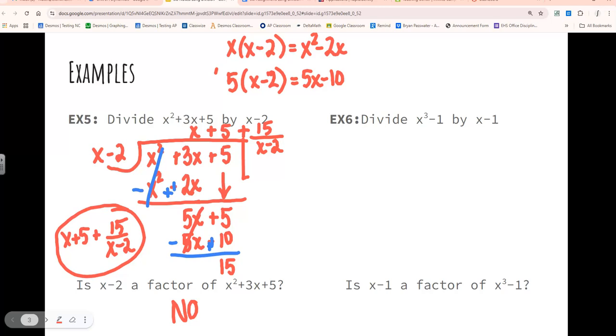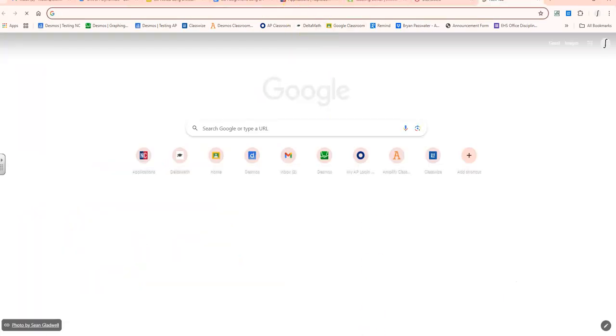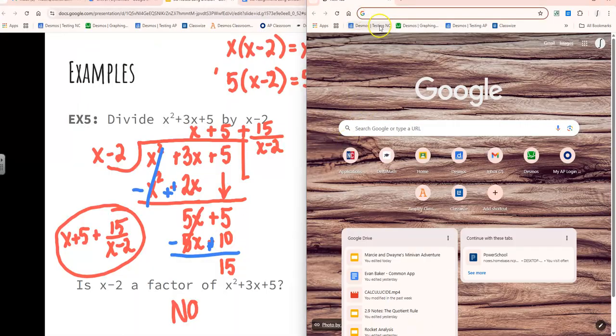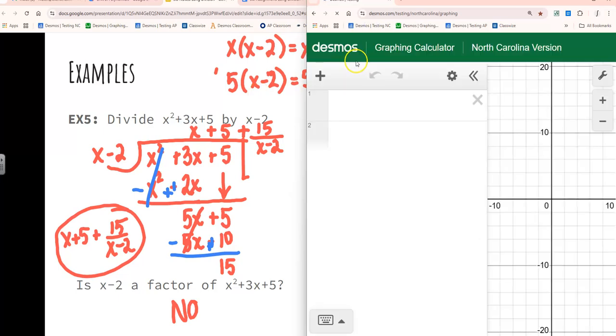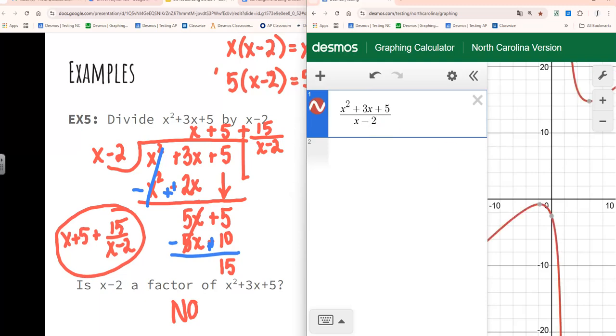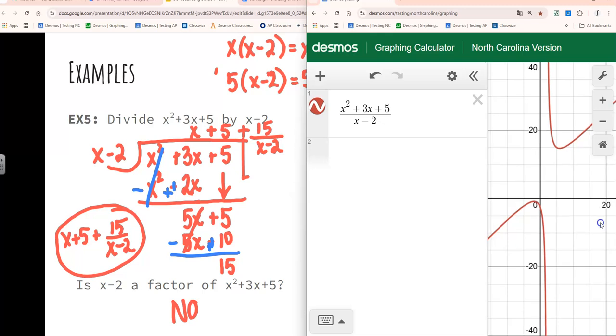Now, let me show you something here, because sometimes they ask you to do this division, but they give you a multiple choice question. All right? So if they ask you to do this division, but they give you a multiple choice question, then you don't really have to divide. Because if they've asked you to divide, you could just type it in, hit the division key first, x squared plus 3x plus 5 divided by x minus 2. And that gives you this weird looking graph right here.